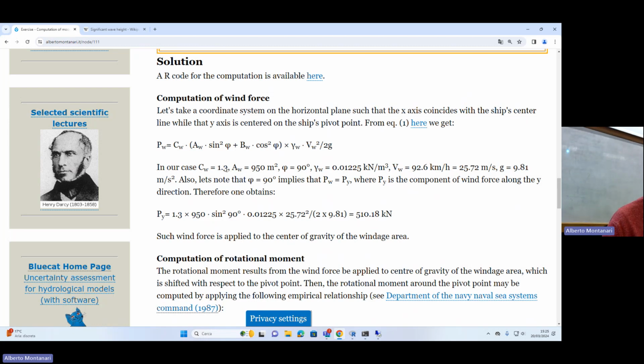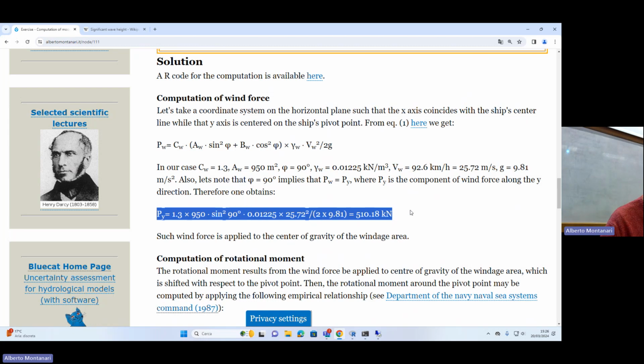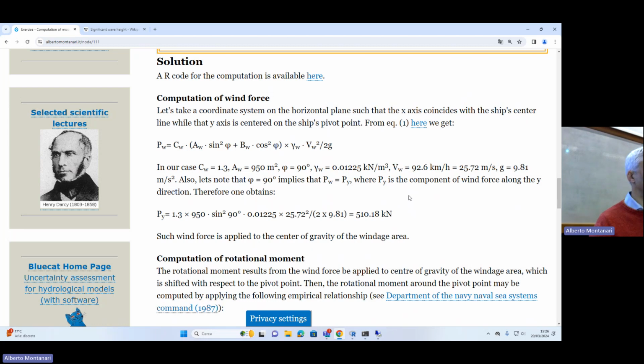In our case, CW is 1.3, AW is 950 square meters, because these numbers, this data, this information was given by the text of the exercise. And also you see here the solution. So what we are expecting is to get wind force, which is given by the relationship, and it's about 510 kilonewton. Now let's apply into R the same relationship. This is very, very simple, okay?